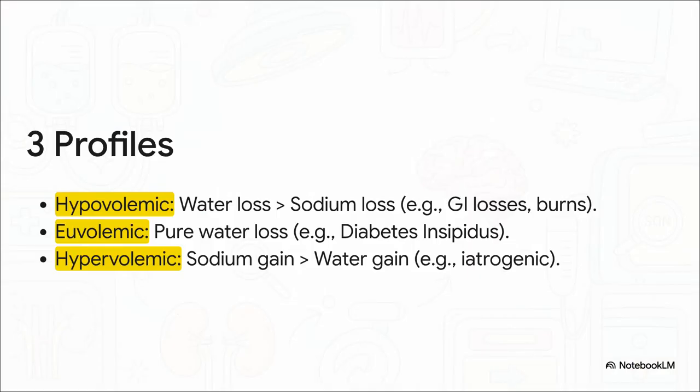Every single case is going to fall into one of these three buckets. The most common is hypovolemic, where they've lost both salt and water, but way more water than salt. Then there's euvolemic, which is a pure water loss, usually from something like diabetes insipidus. And finally, hypervolemic, which, let's be honest, is usually our fault. It's iatrogenic from giving too much salty fluid.